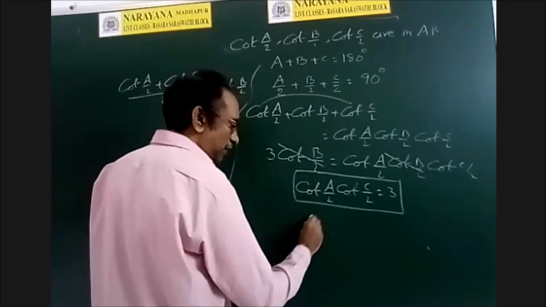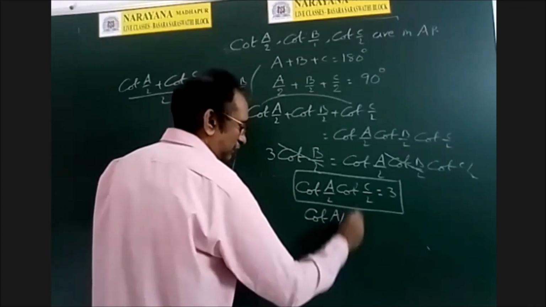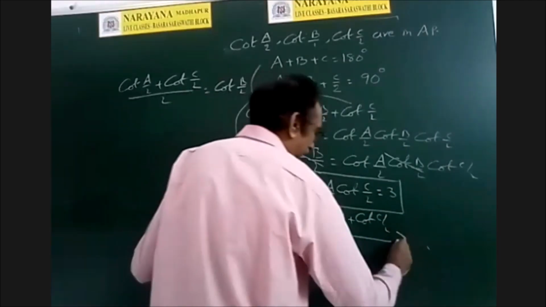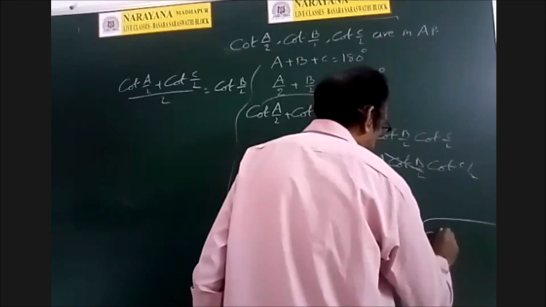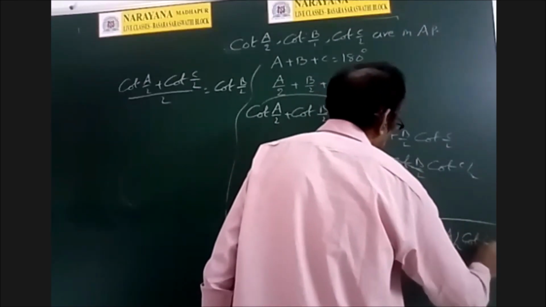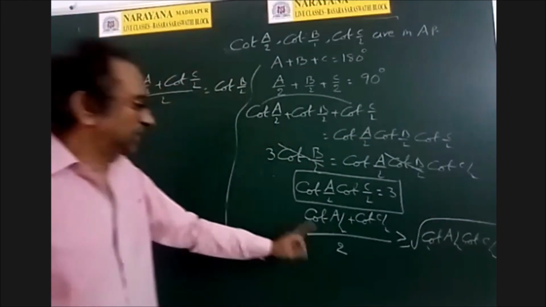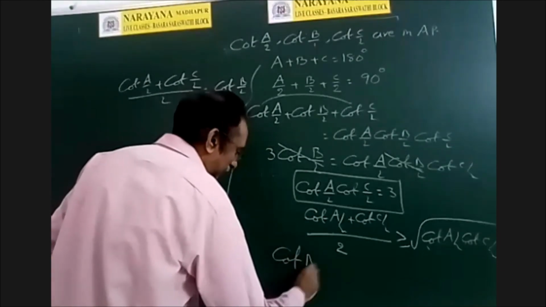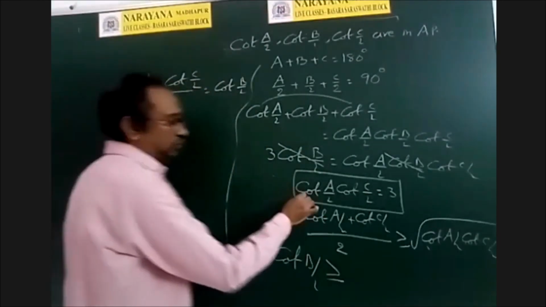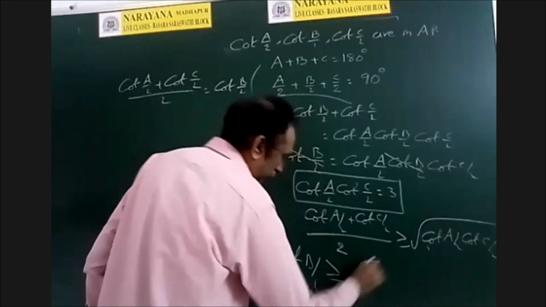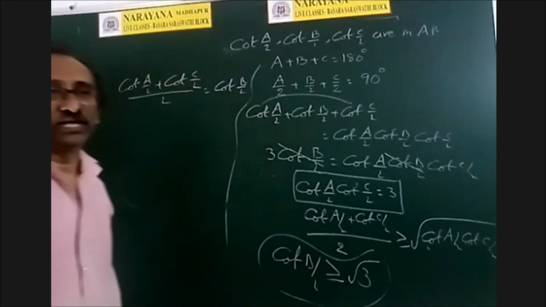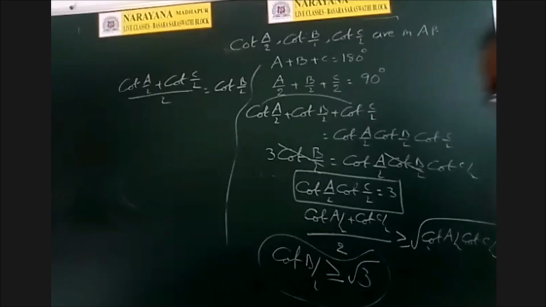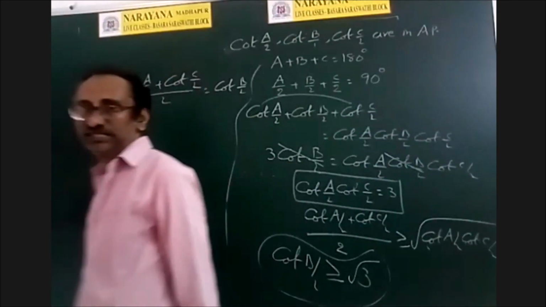See, arithmetic mean, geometric mean property, I am applying for cot A by 2 and cot C by 2. Their arithmetic mean is greater than or equal to square root of cot A by 2 cot C by 2. And what is this, cot A by 2 plus cot C by 2, by 2? Cot B by 2. So we got the answer. Cot B by 2 greater than or equal to, this is nothing but 3, so root 3. So that is the answer. Cot B by 2 greater than or equal to root 3. So the least value of cot B by 2 is root 3.